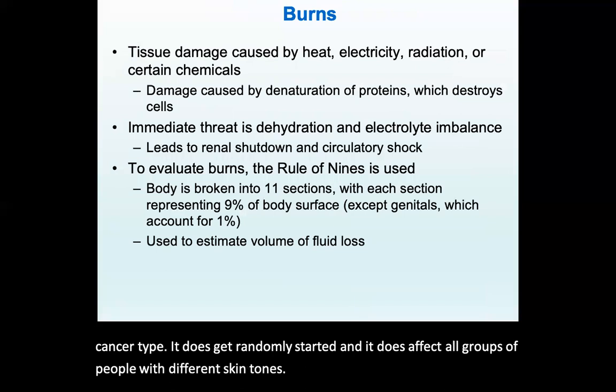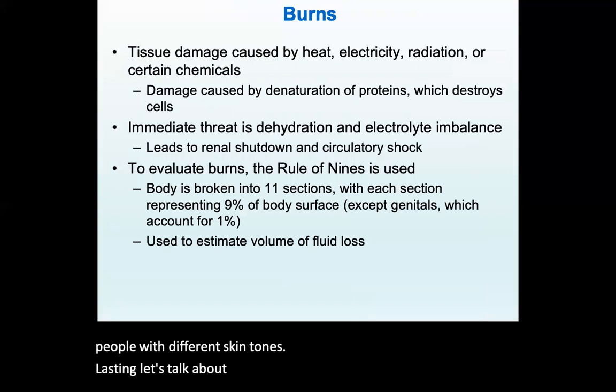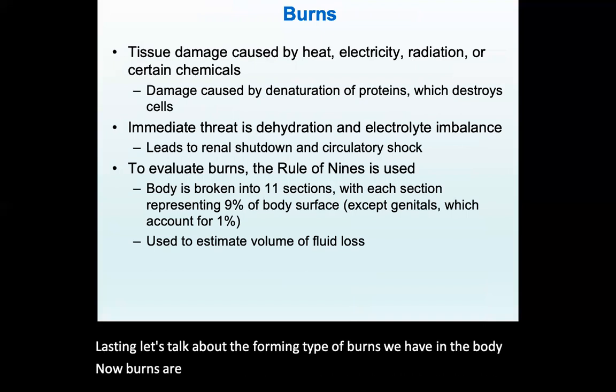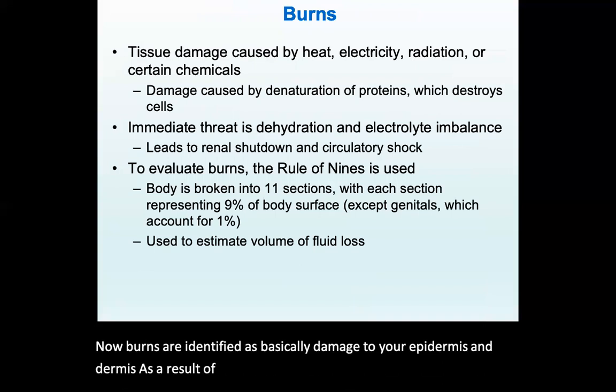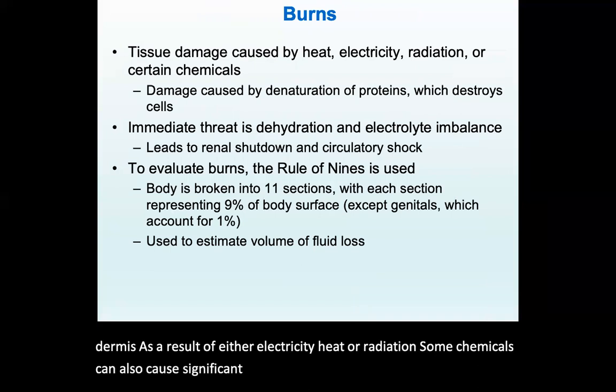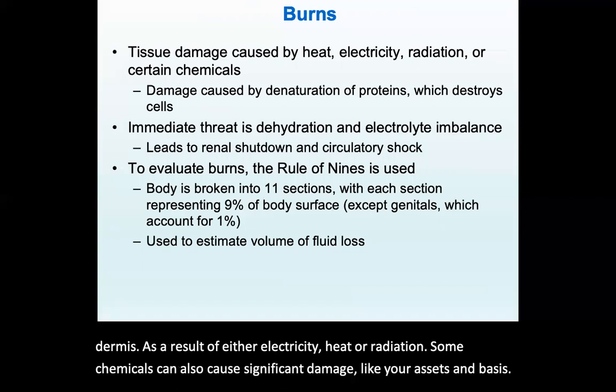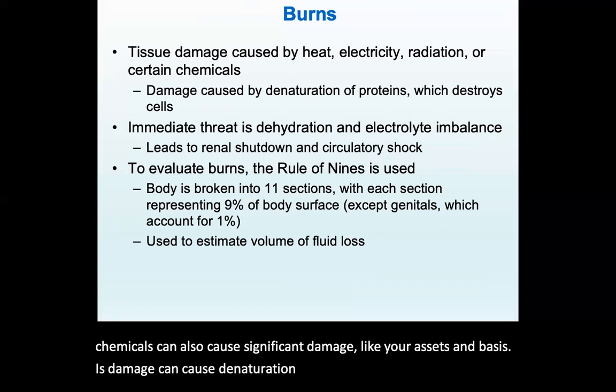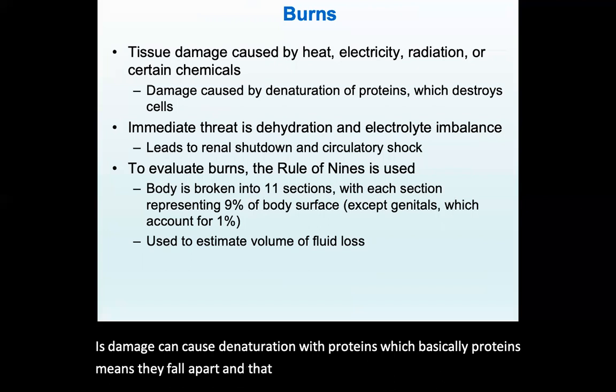Last thing, let's talk about the four main types of burns we have in the body. Now, burns are identified as basically damage to your epidermis and dermis as a result of either electricity, heat, or radiation. Some chemicals can also cause significant damage, like your acids and bases. This damage can cause denaturation of your proteins, which basically means they fall apart, and that can also destroy the cells.